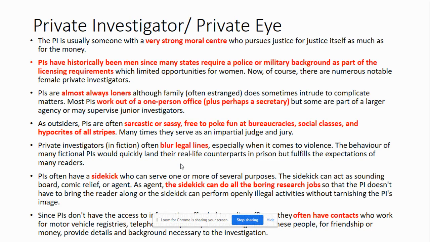They often blur legal lines, so they do commit crime themselves sometimes, but in order to achieve that ultimate restoration of social order. The sidekick, so the secretary or whoever's in their office, might do all the boring research jobs. And often, because some PIs have worked in the police department before, they've often got contacts within the police department who can help them with their investigation.